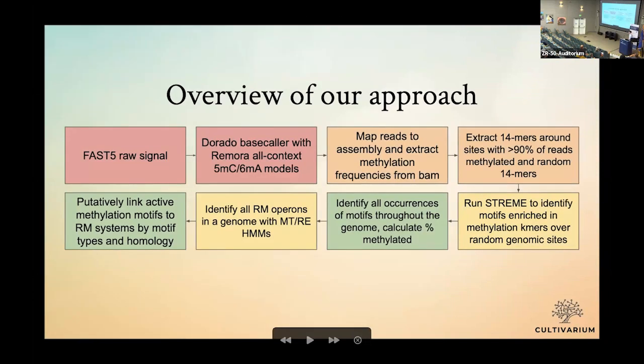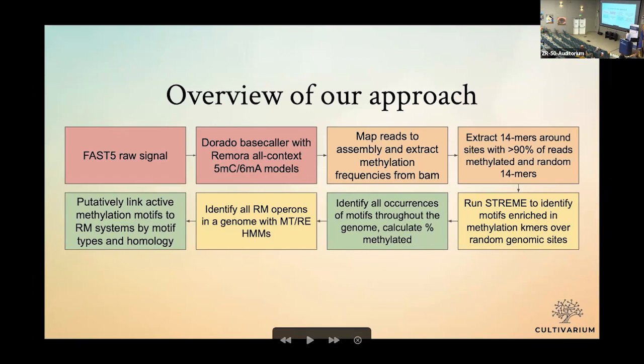So we have a computational workflow that we've been working on to identify methylated sites in a genome, thinking about 5-methylcytosine and 6-methyladenosine primarily so far. Then we gather all the sites that were methylated, and identify motifs enriched in those sites, the motifs that will correspond to the methyltransferase that methylated those sites.